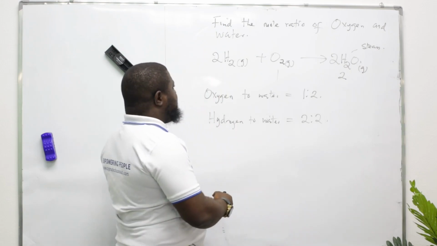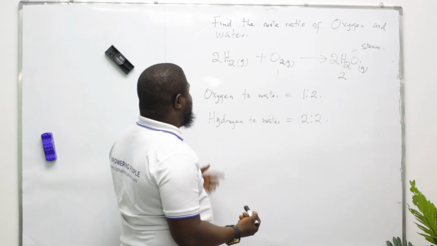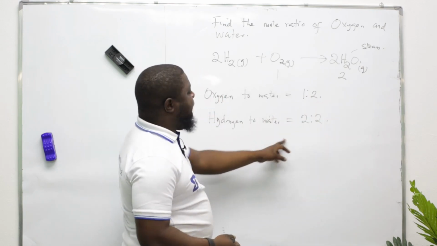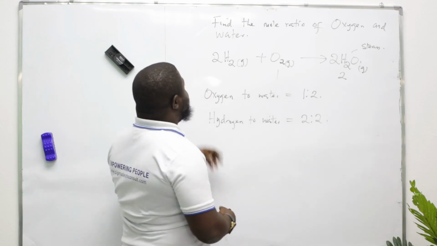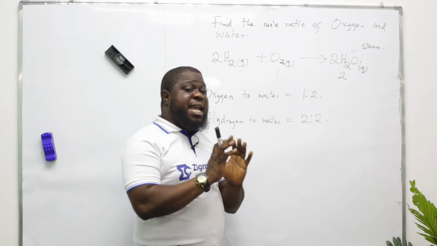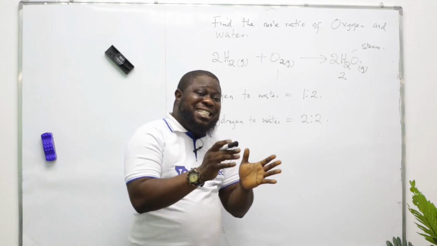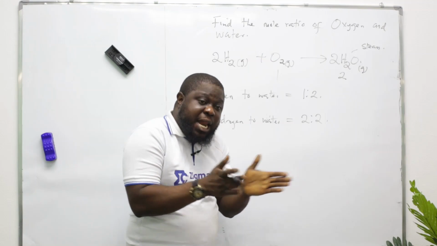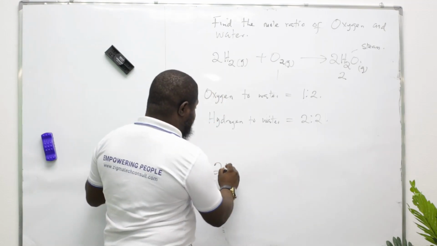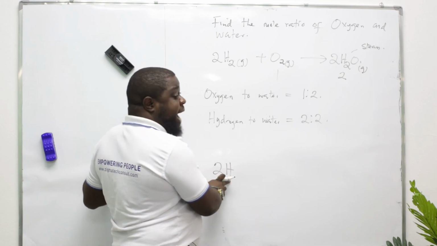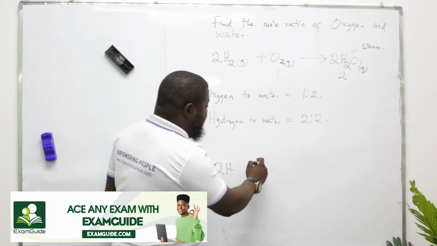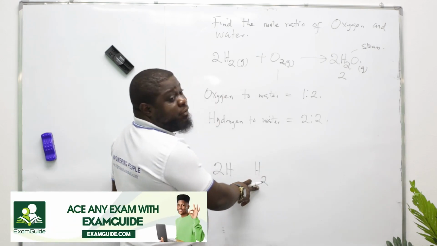Now, if you check, like I said, oxygen to water is 1:2. Hydrogen to water is 2:2. Why? Because hydrogen has 2 molecules, 2 moles. If the integer, the coefficient, is written together with the element, it's the number of moles in that element. Like I said, if it's written like this, it is 2 moles of hydrogen, or 2 molecules of hydrogen. If it's written like this, it is 2 atoms of hydrogen.